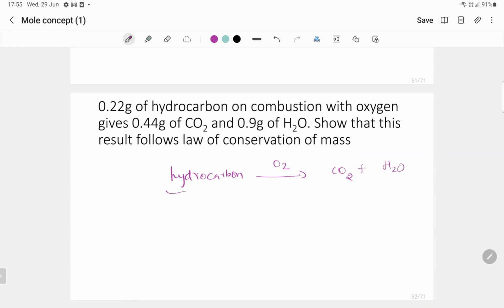What is the mass of hydrocarbon? It is 0.22 grams. What is the mass of carbon dioxide? 0.44 grams. Here it is 0.92 grams. You shouldn't directly add these two and check. The hydrocarbon is a combination of hydrogen and carbon, so we can take the compound CO2 and find its atomic mass.